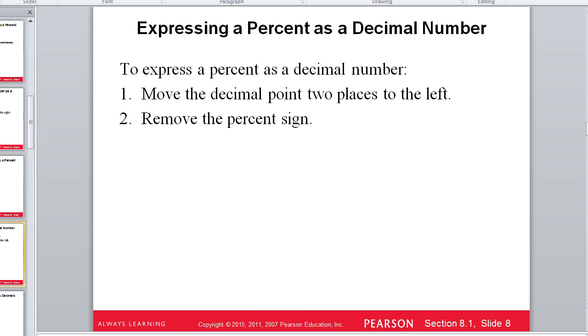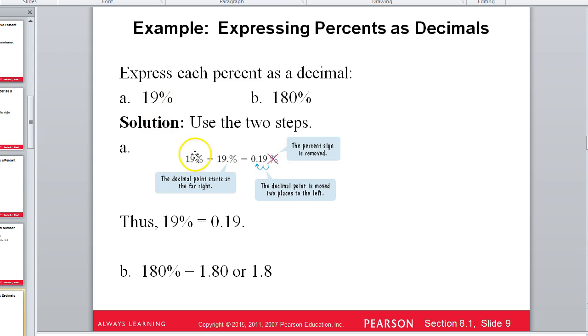And then finally, if I want to go from a percent to a decimal, same thing, I'm just going to move the decimal point now 2 places to the left and take off the percent sign. So if I have 19%, the decimal point's after the 19, 2 places to the left, I get rid of the percent sign, I get 0.19. 180%, same thing, get rid of the percent sign, 2 places, so 1.8. So from percent to decimal, drop the percent, go to the left. From decimal to a percent, you move to the right and add on the percent sign.